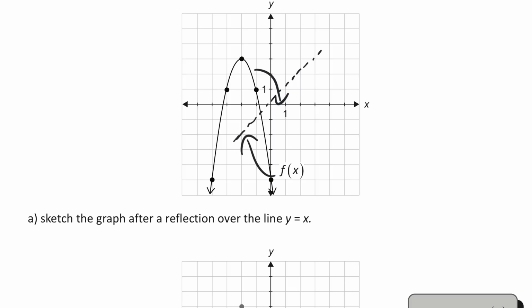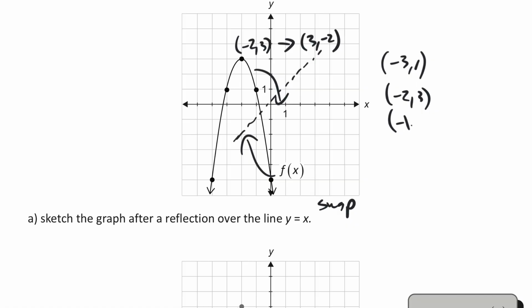Another way to do it, if you're looking at just the points, is it's going to be a swap. So for example, the point over here, that's at negative 2 and 3, that's going to get swapped to 3, negative 2. And so it might be helpful to maybe do the swap with all the points. It might be helpful to kind of write them out. Let's at least grab those 3 points that we have listed there. So we have minus 3 and 1, minus 2 and 3, minus 1 and 1. So it's going to become 1 minus 3 with the swap, 3 minus 2, 1 minus 1.